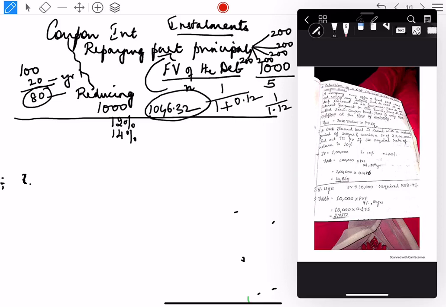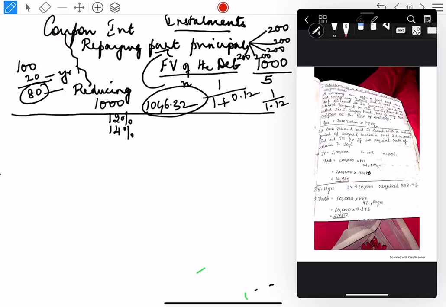So now that is one aspect, and then we will also look at what is the valuation in case of a deep discount bond. Valuation of a deep discount bond. Now a deep discount bond is one which is offered by the company to the public at a discount. Okay.